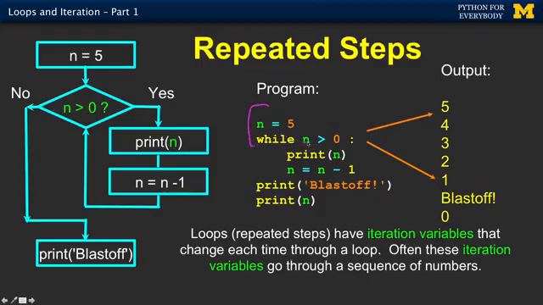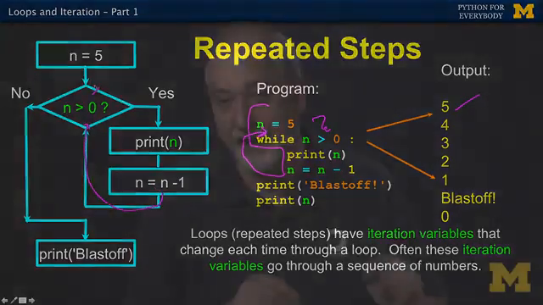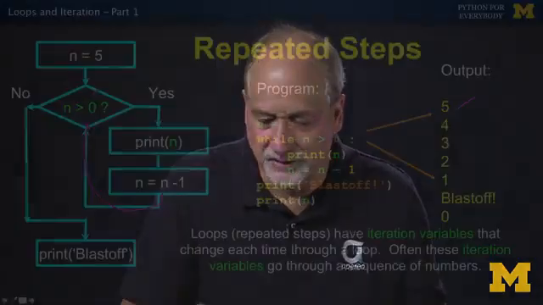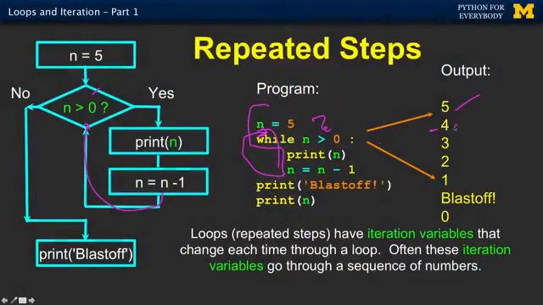So if it's true, in this case n is 5, so it is true, so it runs this. It prints out 5, and then subtracts 1 from n, which makes it 4. But with the while statement, it goes back up again and rechecks the question. And as long as n greater than 0 remains true, it will dive in and do this again. So it dives in and prints out 4. And then it subtracts to 3, goes up.